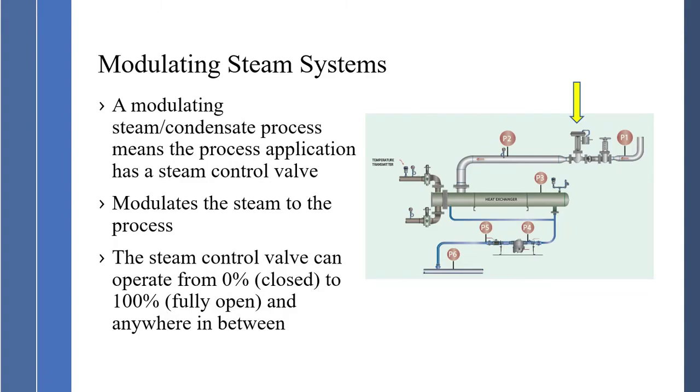A modulating steam and condensate process means the process application has a steam control valve. And this steam control valve here will modulate steam to the process. The steam control valve can operate from 0, closed, to 100% fully open during operation, or anywhere in between, so we have to look at the condensate return system here, so we get proper drainage for the process or heat transfer.